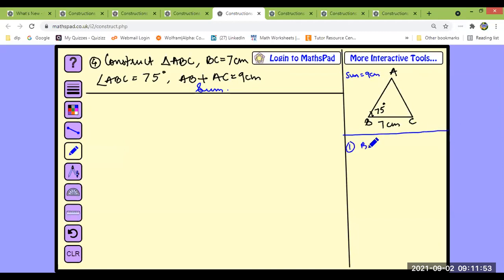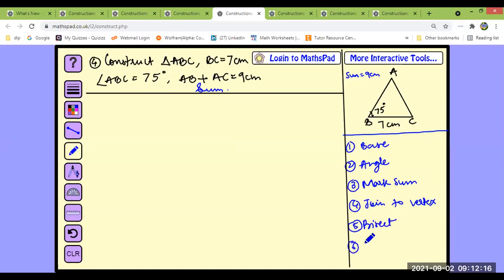Step 1, we have to draw the base. Step 2, draw the angle. Step 3, mark the sum, right? And then step 4, join it to the vertex. And then step 5, once you join, you need to bisect, correct? So bisect, and finally, once we bisect, we get the point. Again, we have to join 2 points to get the complete triangle. So let's start with drawing out the base.